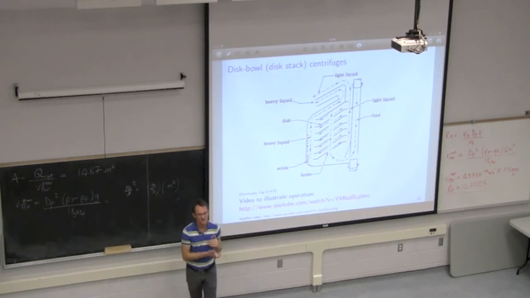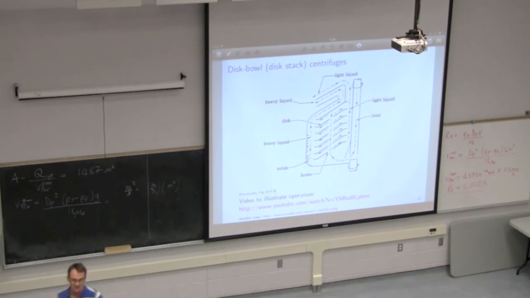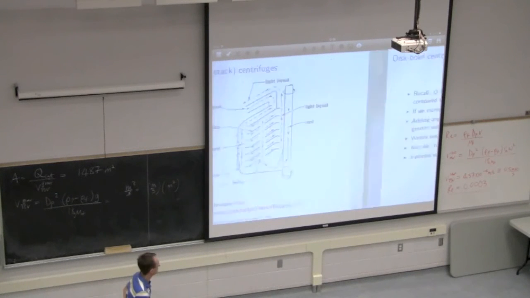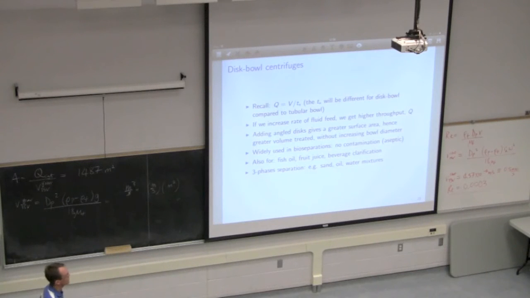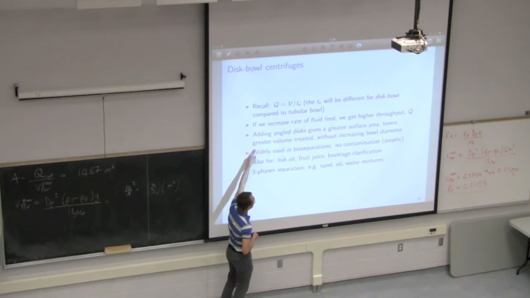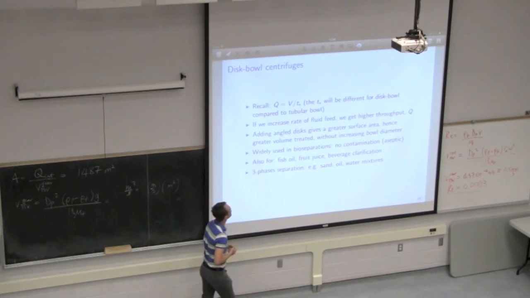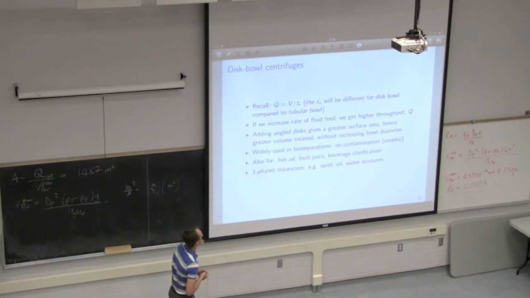So essentially you've increased the surface area inside the centrifuge by a very high factor, allowing the solids to be caught, retained, and then let out. That increased surface area is the key selling factor of these centrifuges. Angled discs give a greater surface area. We can then really ramp up the volume of solids and liquids fed to the centrifuge. So Q on this type, the disc bowl centrifuge, is much greater than on just a tubular bowl. It also has the advantage that because it's closed up, it's aseptic.